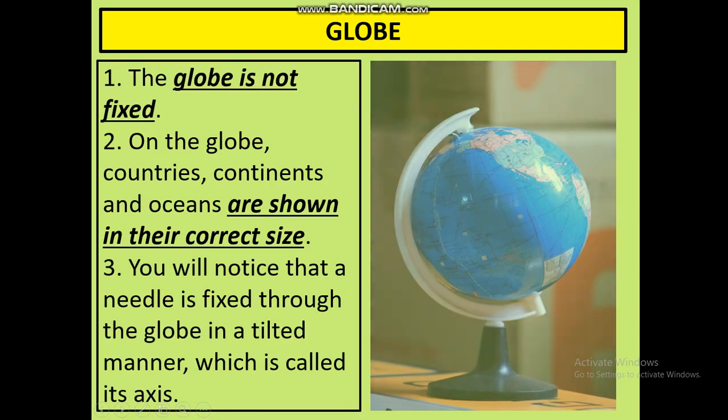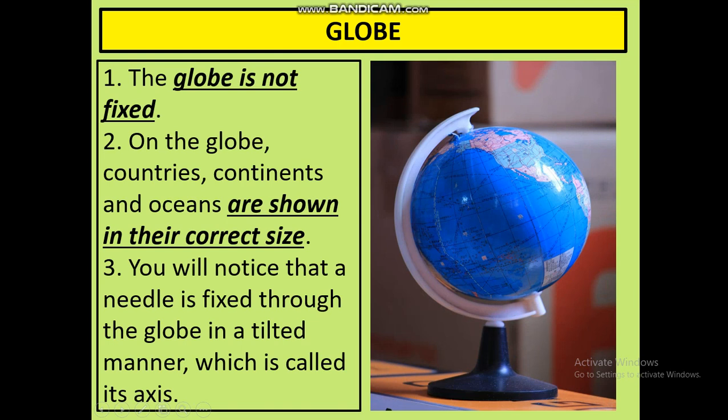Next, the globe is not fixed. Whenever your science teacher or social science teacher has shown you the globe in front of your class, you must have rotated this globe also. So it can be rotated, and the rotation of this globe is done from the west to east, exactly the way our earth rotates on its axis from west to east. This is west side and this is east side. So this earth rotates from here to here, so its rotation will be from west to east.